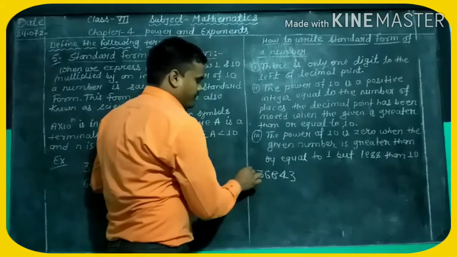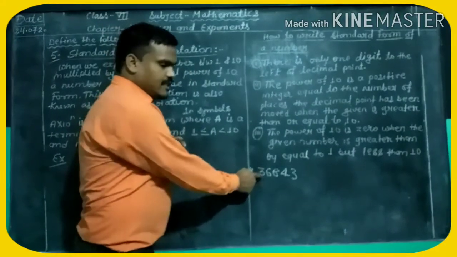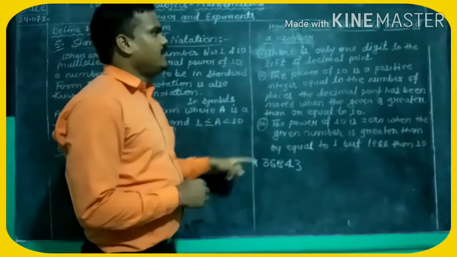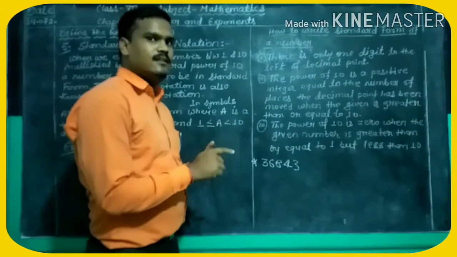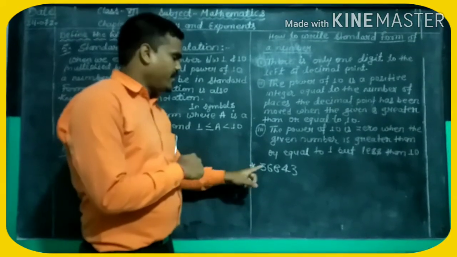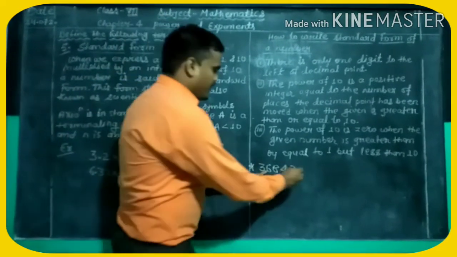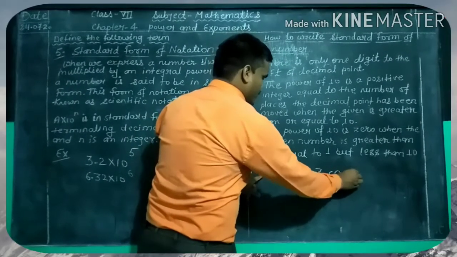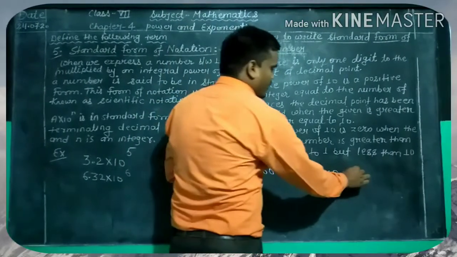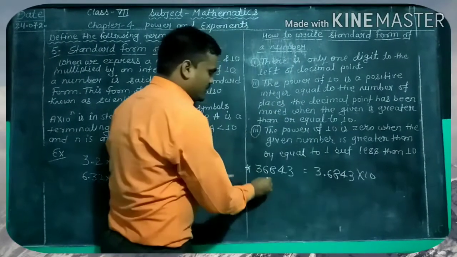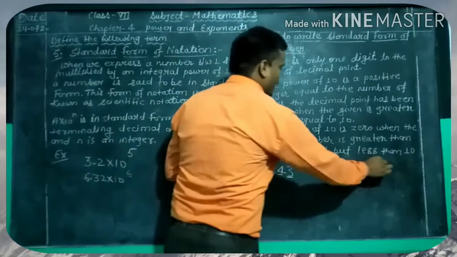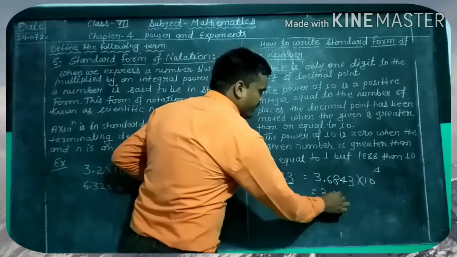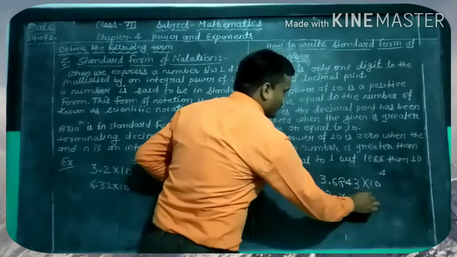Just understand with an example. This is the number and you have to write it in standard form. According to the first point, there shall be only one digit before the point. So we will apply the point after 3, which means 3.6843, and we have to mention 10 to the power how much? 1, 2, 3, 4. 10 to the power 4. We can write it in other words as 3.7 into 10 to the power 4.